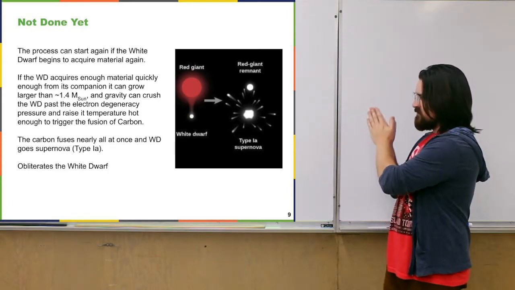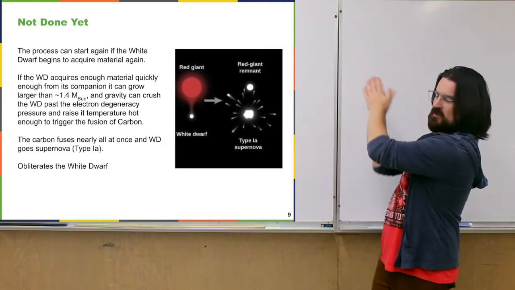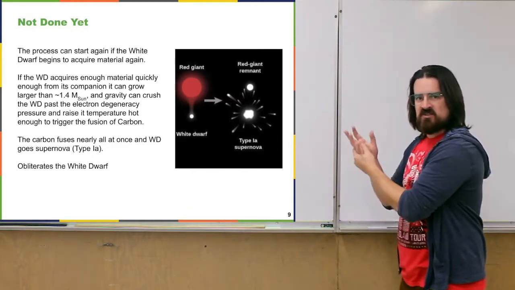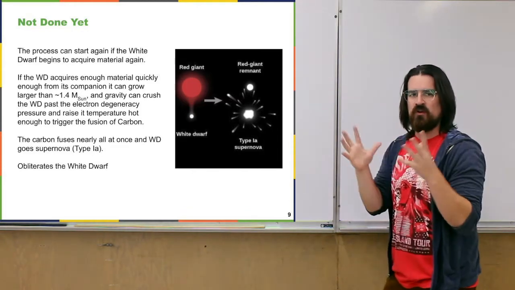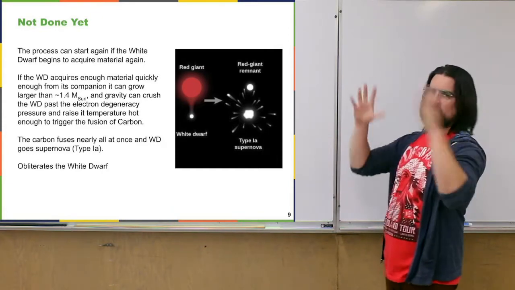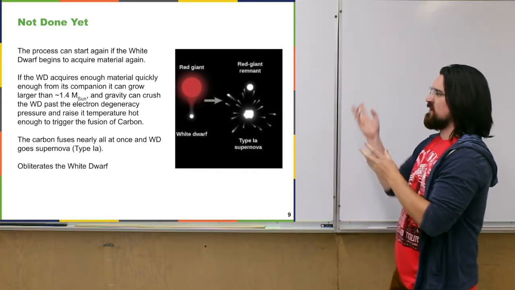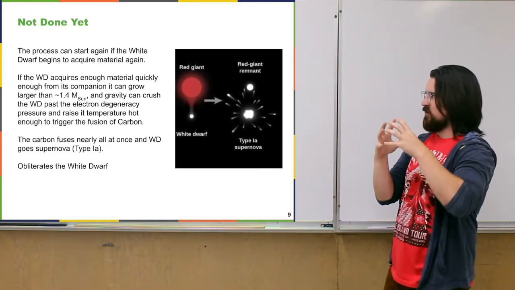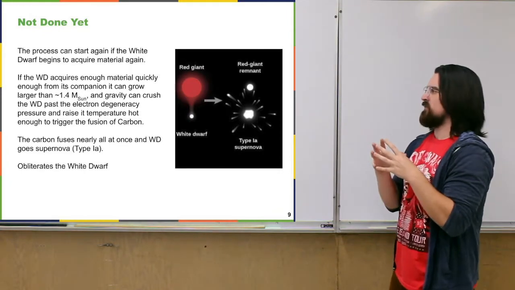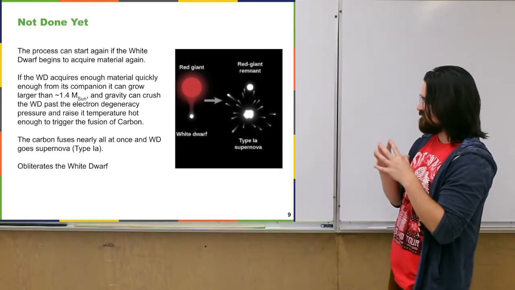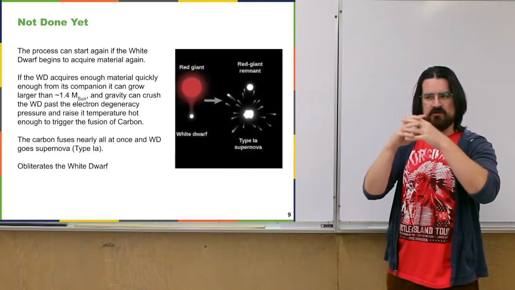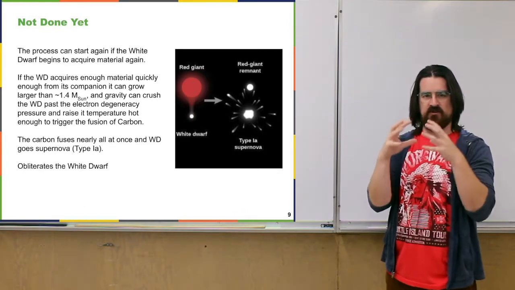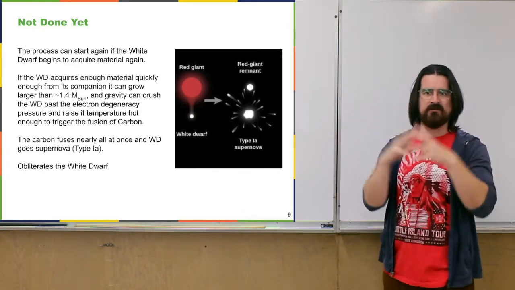So if you have this binary system where there's a white dwarf and a red giant, and that white dwarf is pulling material from the red giant, and it does that fast enough so that it doesn't go nova, it doesn't just fuse all that stuff and blow it off, it pulls it in quick enough that it actually gets itself over that limit, right, where that white dwarf has now acquired more than 1.4 times the mass of our sun, then it has become massive enough to overcome the electron degeneracy pressure that was holding that white dwarf up from collapsing under gravity.